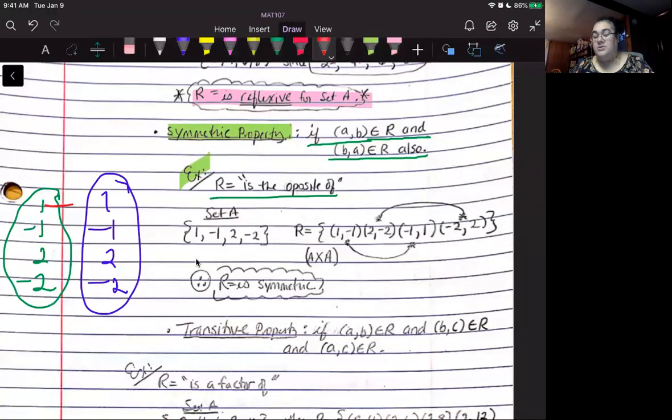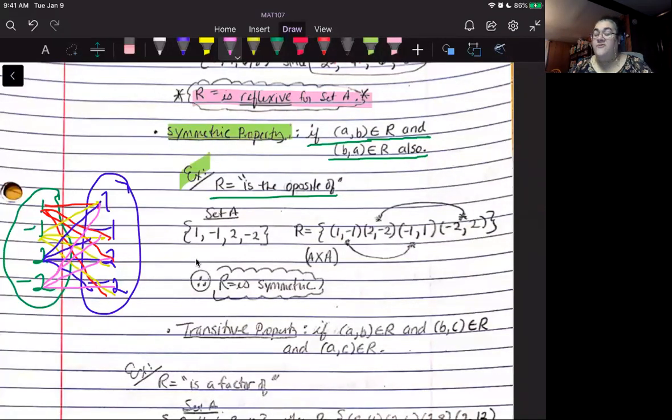We have 1 goes to 1, 1 goes to -1, 1 goes to 2, 1 goes to -2, right? Then we have -1 goes to 1, -1 goes to -1, -1 goes to 2, -1 goes to -2, okay? Then we have 2 goes to 1, 2 goes to -1, 2 goes to 2, and 2 goes to -2. And lastly, we have -2 goes to 1, -2 goes to -1, -2 goes to 2, and -2 goes to -2. Okay? Now, that is the entirety of the cross product.